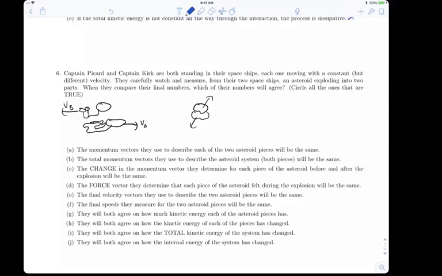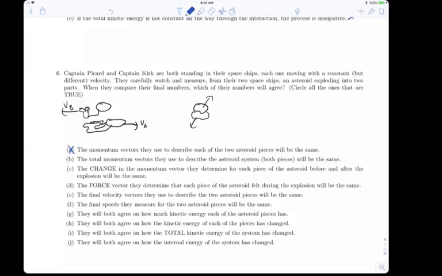Captain Kirk and Captain Picard are standing in their own spaceships, each one moving with a constant but different velocity. They carefully watch and measure from the two spaceships an asteroid exploding into two parts. They compare their final numbers. Which numbers will agree? The momentums of the two asteroid pieces will be the same. That's not true.